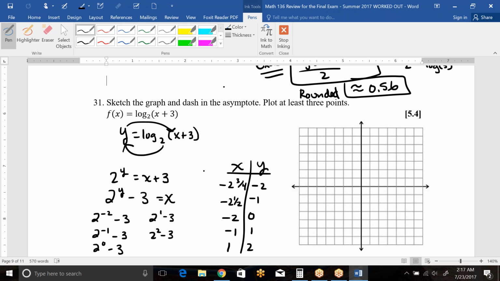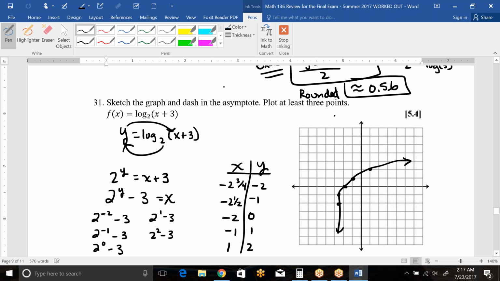So we have our points. So -2, 3/4 down 2, -2.5 down 1, -2, 0, -1, +1, and 1, 2. So notice this is what a logarithm function looks like.